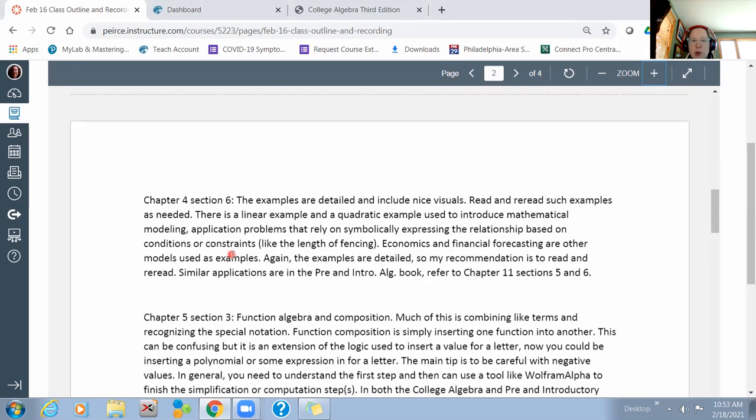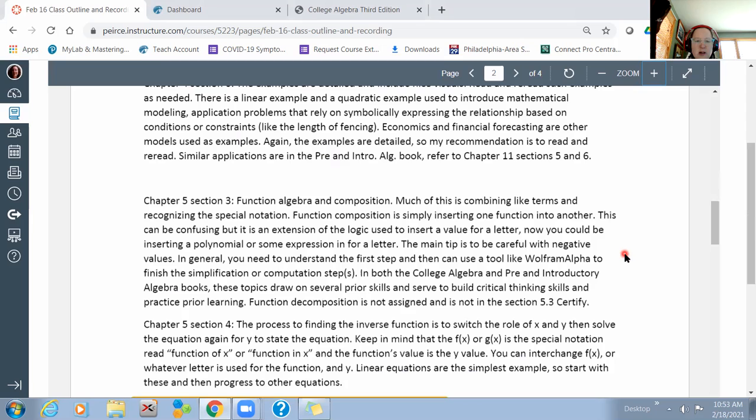What's the best situation that you can do for that? What's the best area that you can enclose with that fencing? So we call these constraints or conditions in mathematics. And so these are some nice examples again in chapter 4, section 6. If you're in the prior textbook, it's similar to what you see in chapter 11, sections 5 and 6 with these word problems and applications.